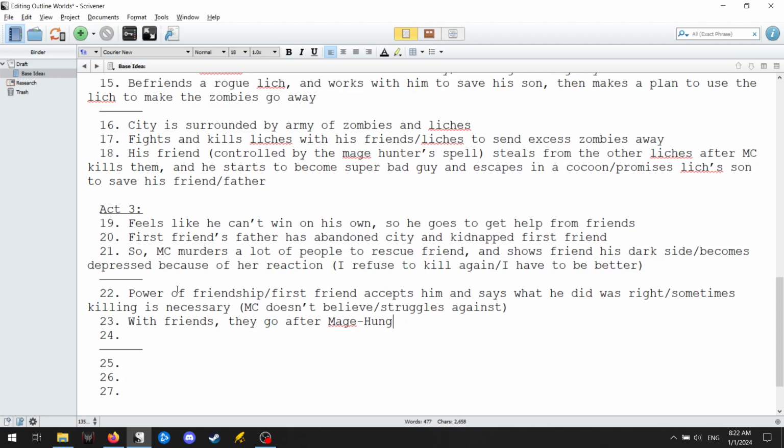Mage, hunter, controlled, friend. So this is kind of the 24th point, kind of the convergence. It's like all the characters of the main points gather for the big finale, set up for a big fight as they meet the bad guy.